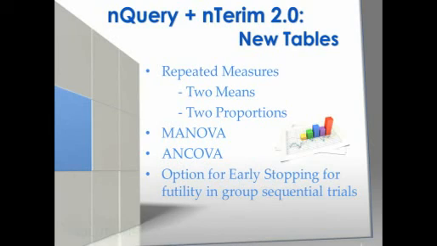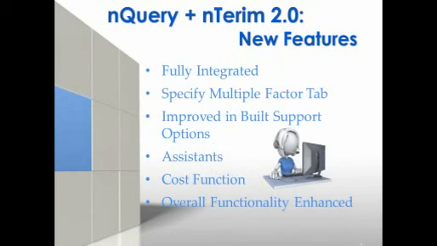Okay, so for our new tables, we've made additions to both our fixed term and our interim or group sequential sample size tables. As you can see here, for some of the fixed term tables, we have repeated measures for two means, two proportions, multivariate analysis of variance, and analysis of covariance. And then for the group sequential, we've added some early stopping for futility for our group sequential tables.